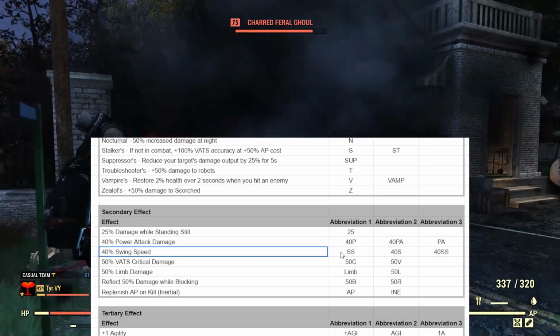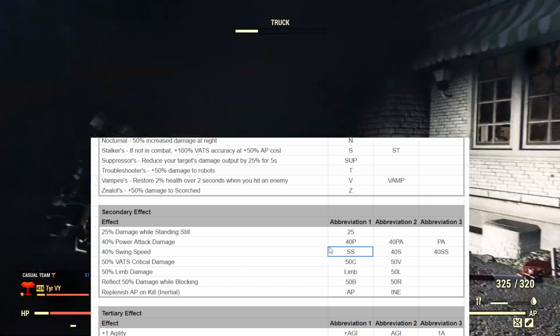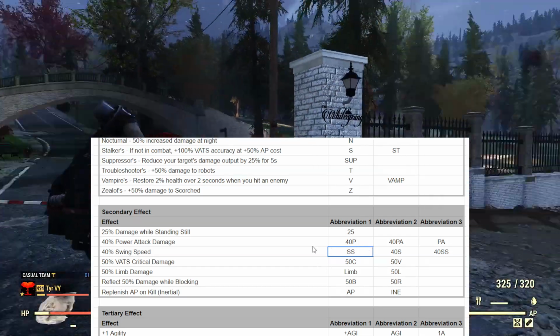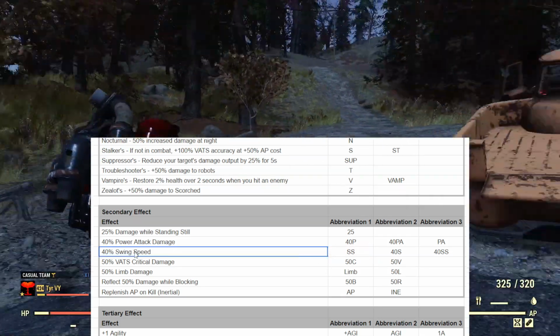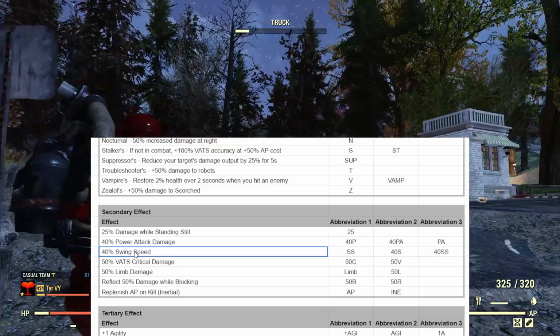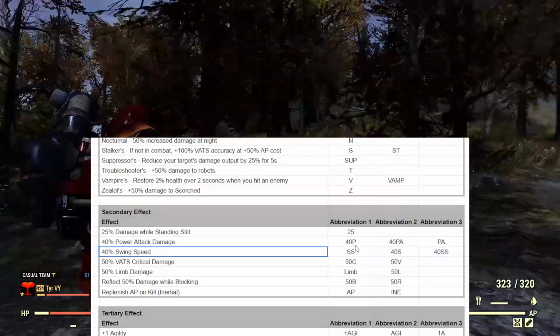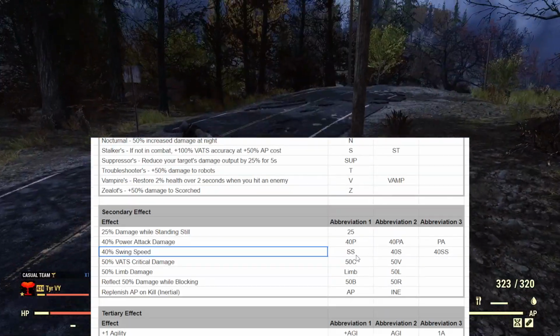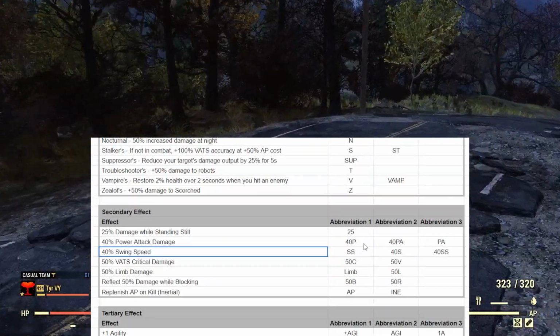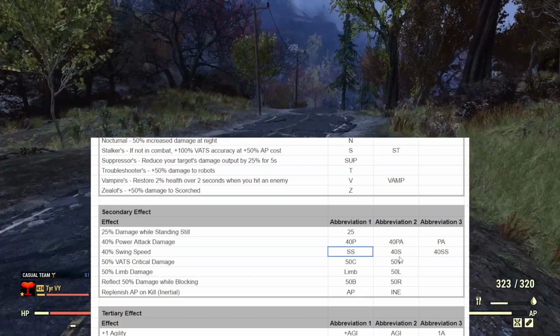This is always written as just SS. Everyone knows swing speed is SS. However, just like the faster fire rate, the wording has changed. This no longer says swing speed in game, now it says weapon speed. So WS is starting to become more common. I see that rising a bit.